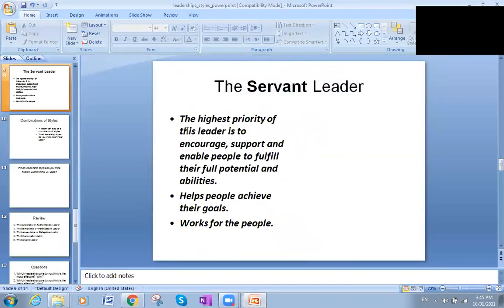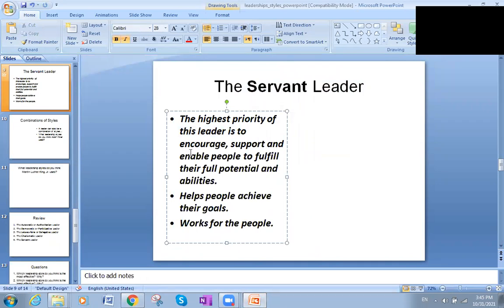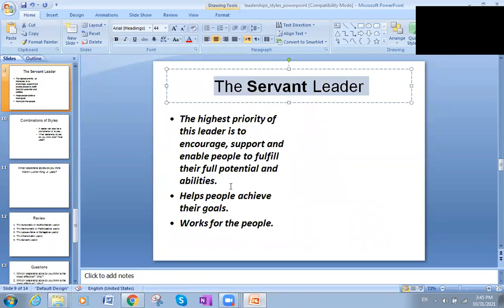The highest priority of this leader is to encourage, support, and enable people to fulfill their abilities, help people achieve their goals, and work for the people. And you see always the word people here. Encourage all to fulfill the potential abilities of the people as well. So people are the core focus of the servant leader.